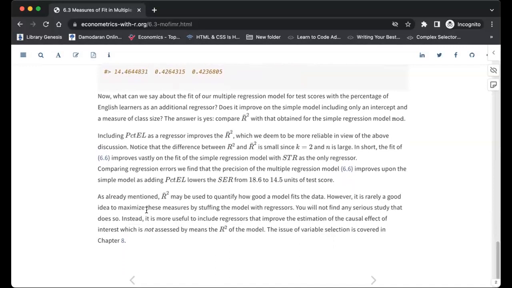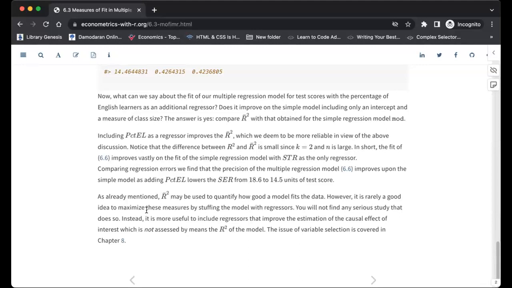As already mentioned, R squared may be used to quantify how well a model fits the data. However, it is not a good idea to maximize these measures by stuffing the model with more regressors. We will not find any serious study that does this. So we cannot just say, let's just add more regressors, and then rely on the R squared to see how well fitted our model is. It doesn't work like that.